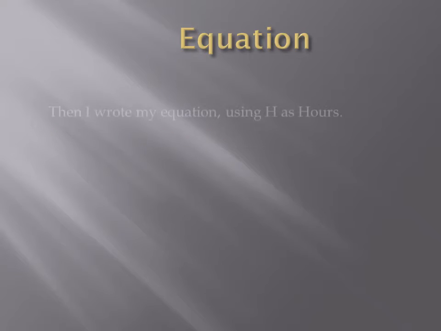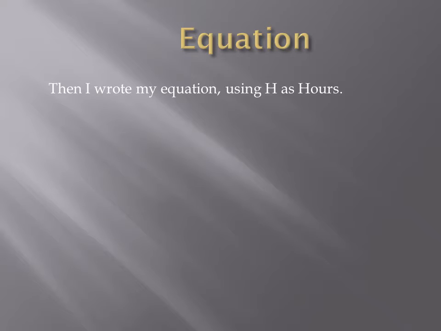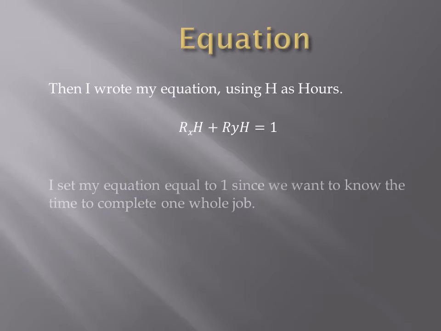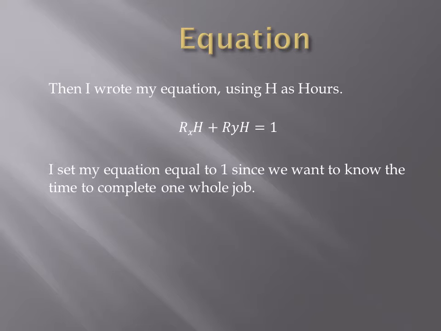So at this point, I went ahead and wrote out my equation. I set my equation as the hourly rate of machine X times the number of hours plus the hourly rate of machine Y times the number of hours equals 1. I set my equation equal to 1 because we want to know the time to complete one whole job. So when we substitute in our hourly rates for machines X and Y, we get 1/4 H plus 1/3 H equals 1.